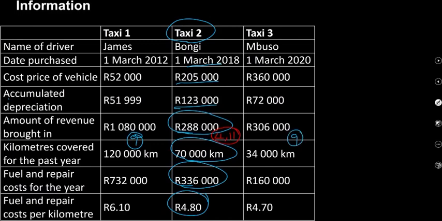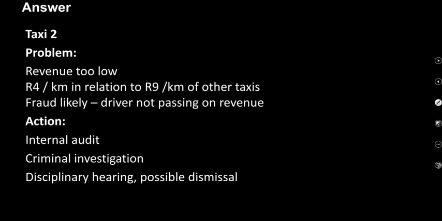Clearly a discrepancy, right? Taxi 1 and taxi 3, both of them have a revenue per kilometer of 9 Rand, whereas taxi 2 has a revenue per kilometer of 4.11 Rand. Okay, what is it that we are concerned about? Taxi 2, your revenue is too low. 4 Rand per kilometer in relation to 9 Rand per kilometer of the other taxis, right? So clearly something is not adding up.